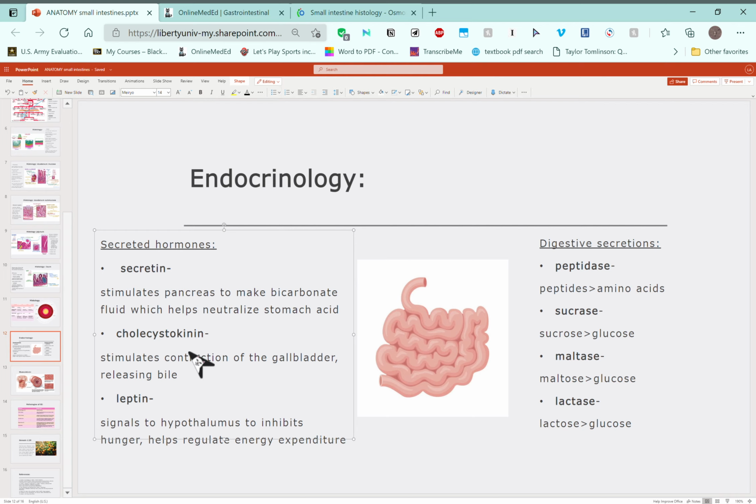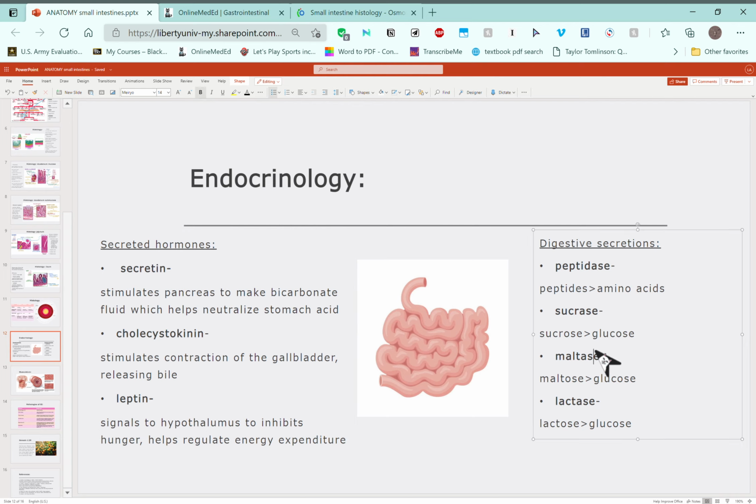Then there's cholecystokinin, which stimulates the contraction of the gallbladder. This causes it to release bile, which will drain into the small intestines and help break down food that's traveling within the lumen. Then we have leptin, which we talked about a little bit earlier. It signals the hypothalamus to inhibit the hunger stimulation in the brain. So this causes satiation, which helps regulate energy expenditure. If you're not going to be expending a lot of energy, you don't really need to be eating that much. So leptin is a hormone which plays into that.